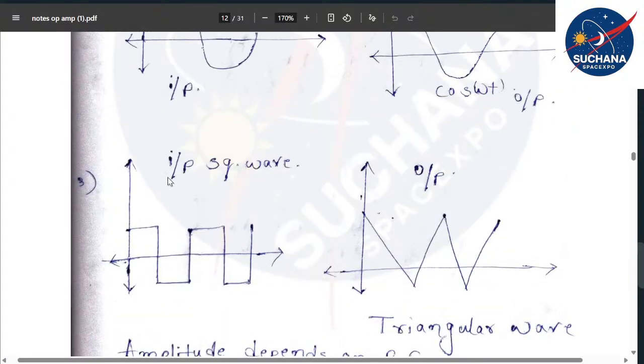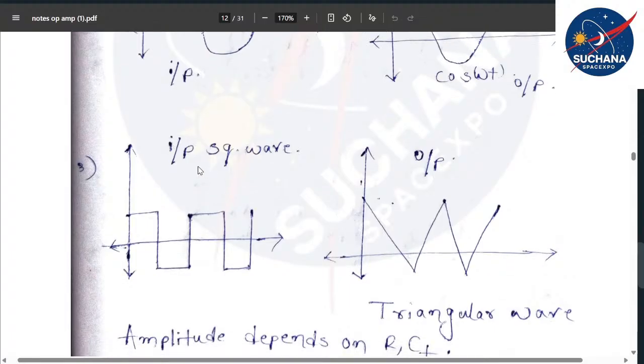So for example, I have provided a square wave. If I provide a square wave, you will get a triangular wave. Okay, so is this clear? So how we can generate a triangular wave with the help of an op amp, with the help of an integrator.